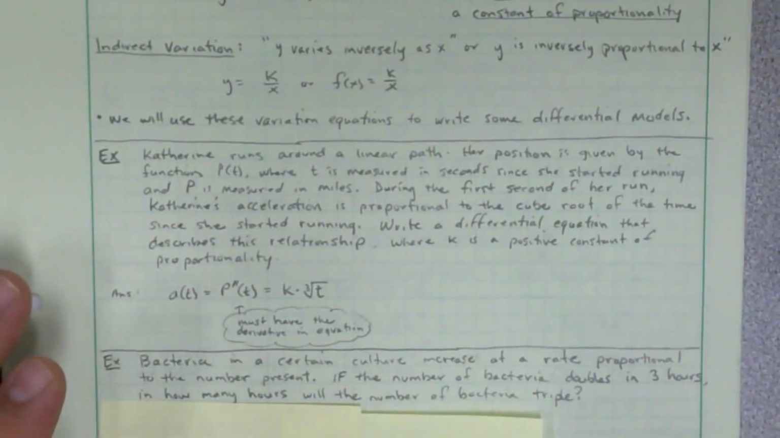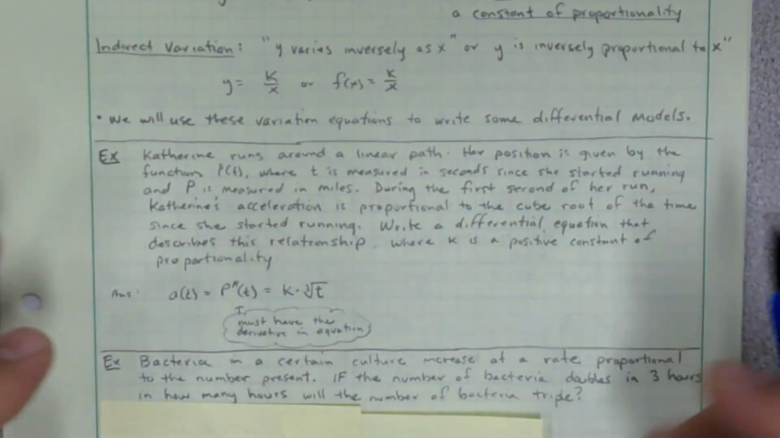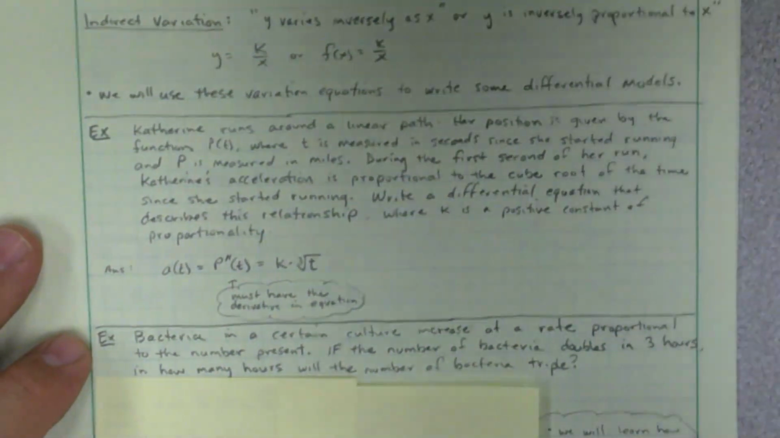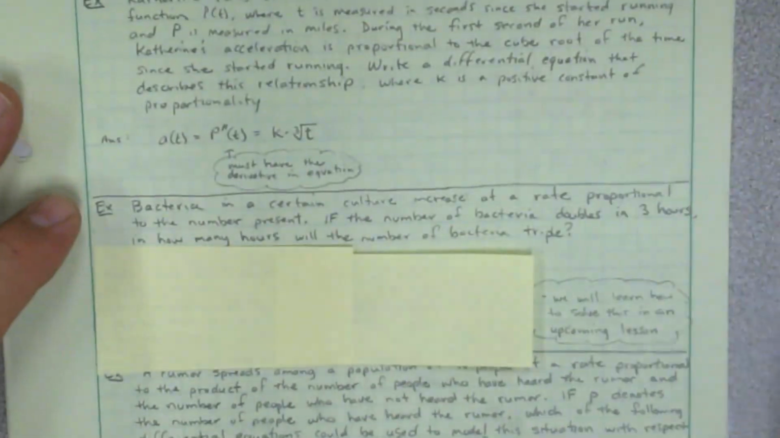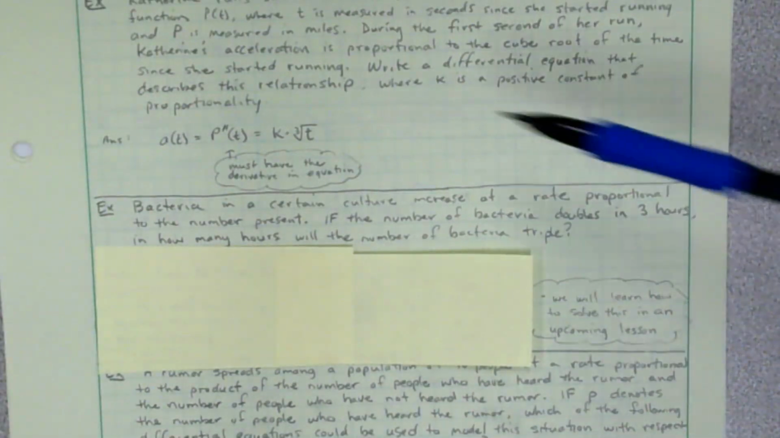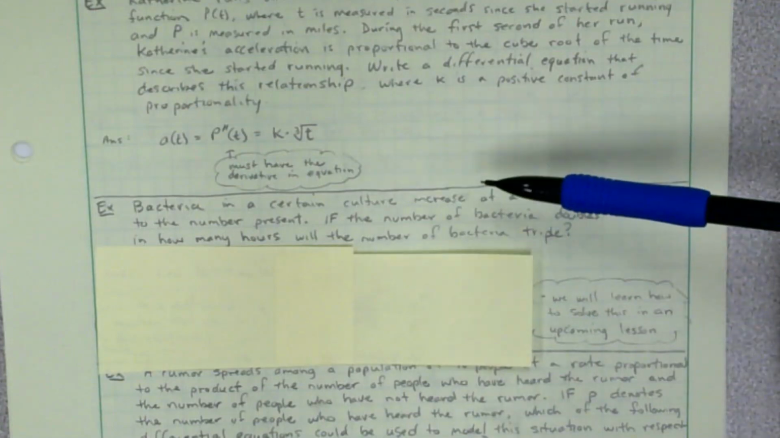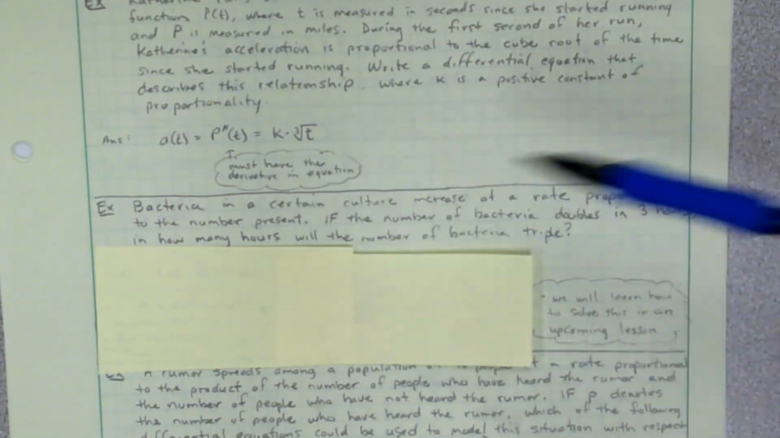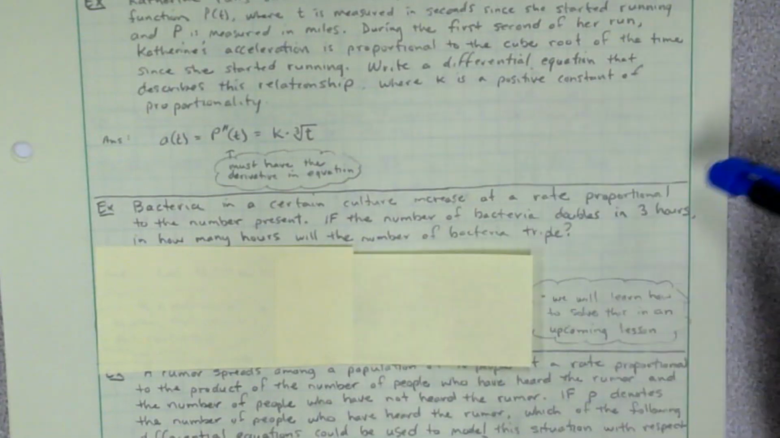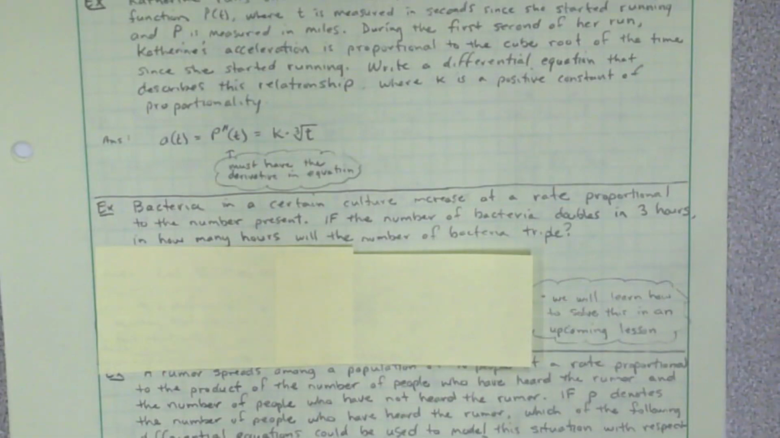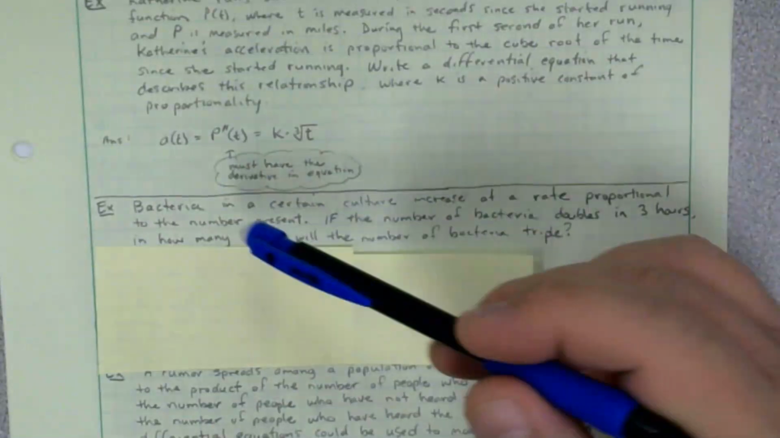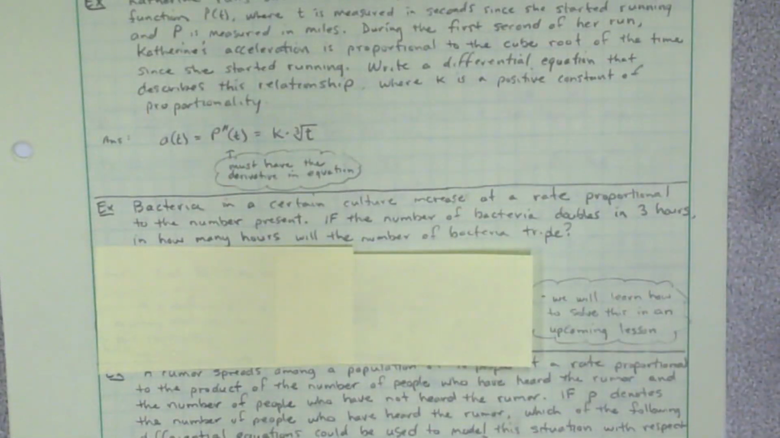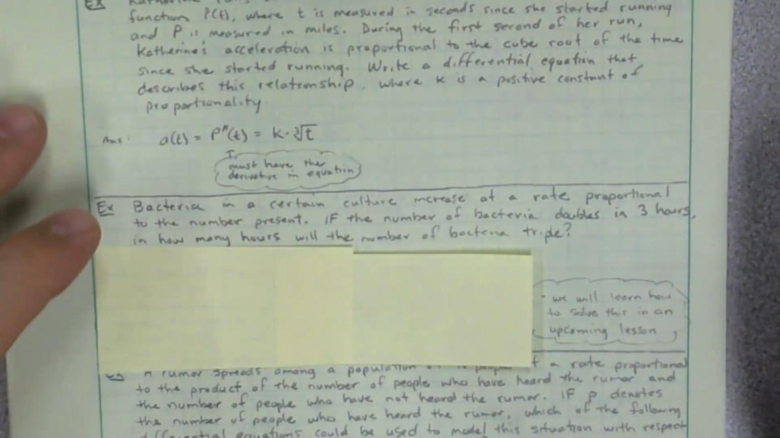All right, let's look at the next question. Bacteria in a certain culture increase at a rate proportional to the number present. So that's going to be key right there. If the number of bacteria doubles in 3 hours, in how many hours will the number of bacteria triple? So bacteria in a certain culture increase at a rate proportional to the number present. So what would that look like?